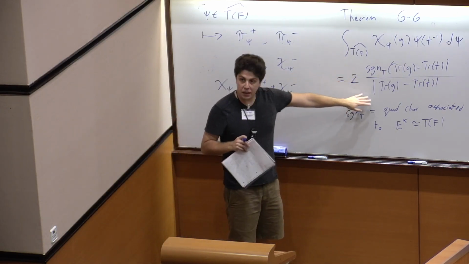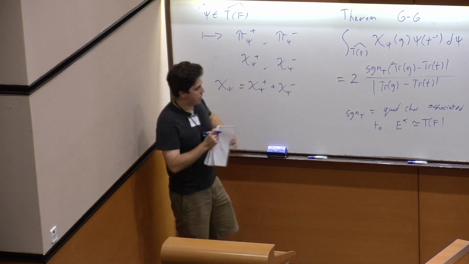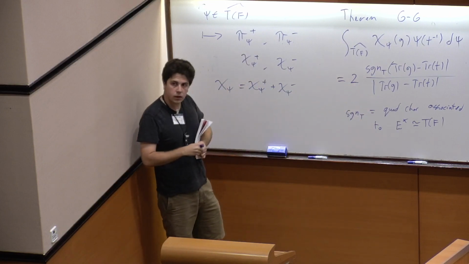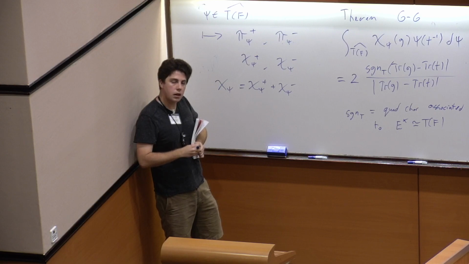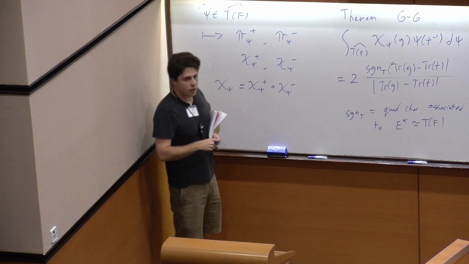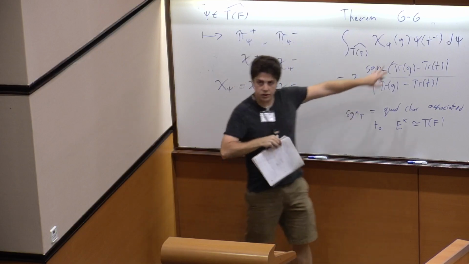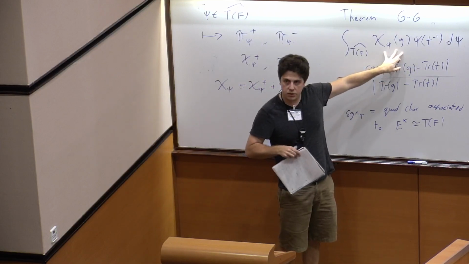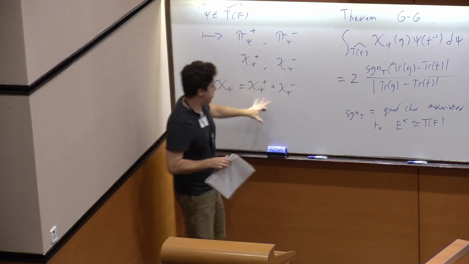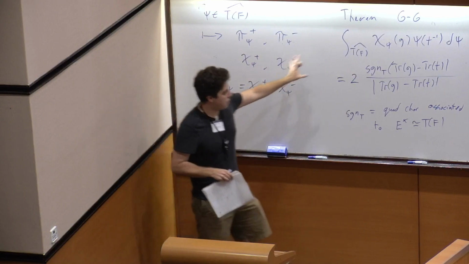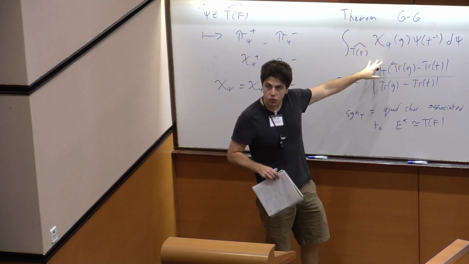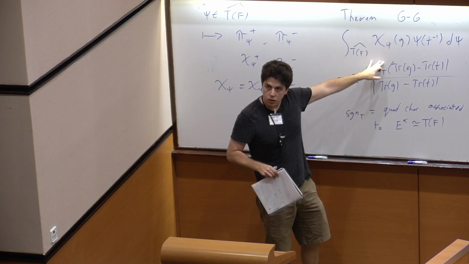So what's the meaning of this side here? Well, this character was the sum of the traces, right? So just this character here is the sum of the traces, and then we take all of the traces together and we sort of amalgamate them and we perform this integral thereof, right?